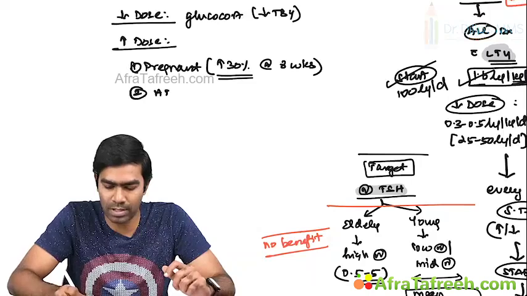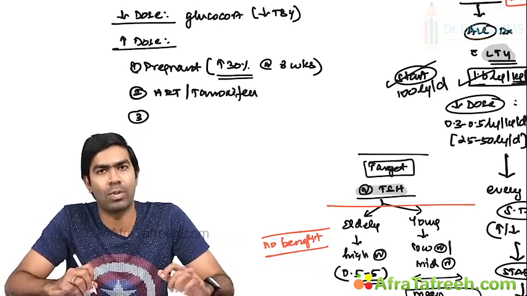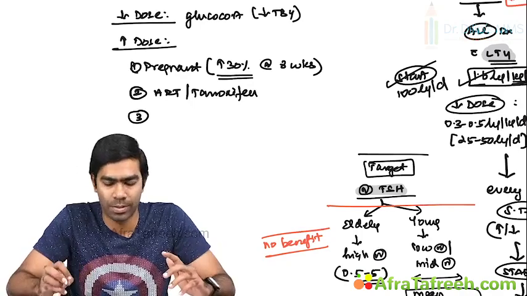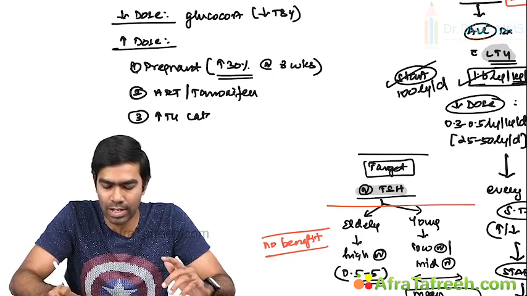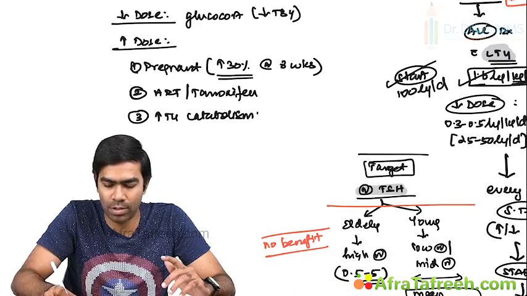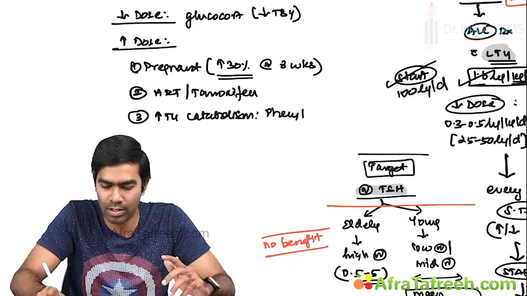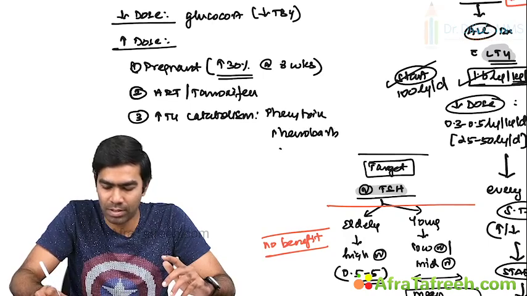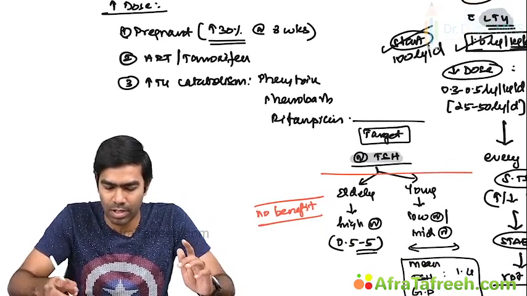Then, when you are initiating estrogen replacement, when the patient is taking hormone replacement therapy, or if the patient is receiving tamoxifen, again it's due to high TBG, you might need a higher dose. Then the third one, drugs that increase thyroxine catabolism. These are enzyme inducers. They cause more thyroxine catabolism, like phenytoin, phenobarbital, rifampicin. We know these are enzyme inducers. That's the reason. Clear?